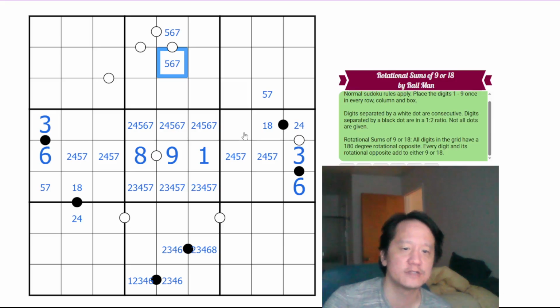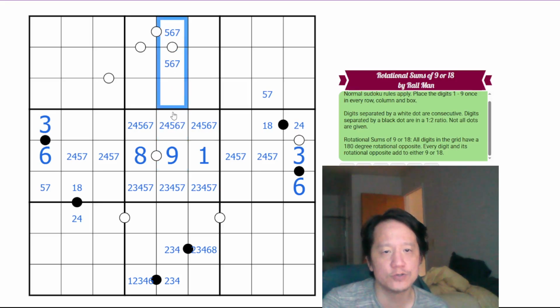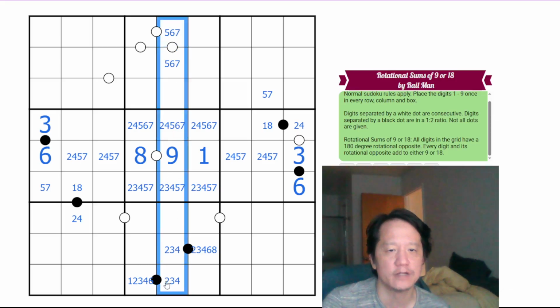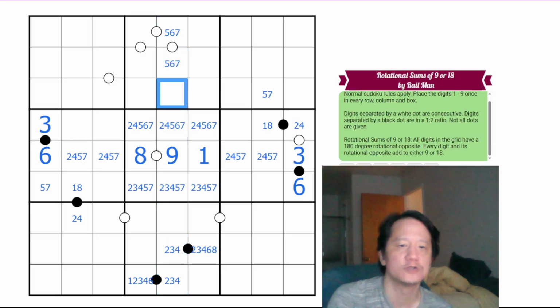So we have 5, 6, 7 here, which forces this to be 2, 3, 4 correspondingly. So we have a 2, 3, 4, 5, 6, 7 sextuplet in column 5, which eliminates 2 through 7 in the rest of the column. So this must be 1 and 8 as a pair.